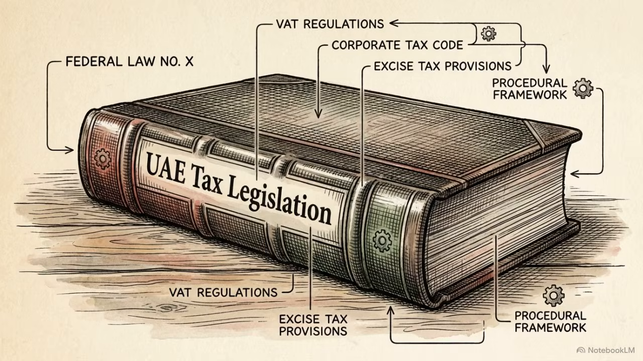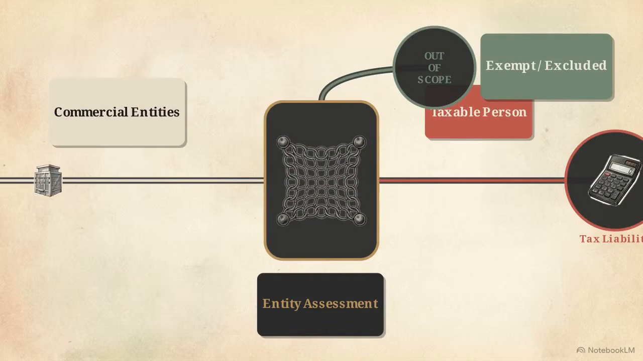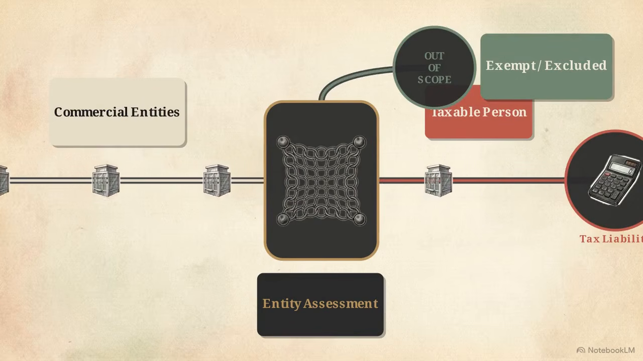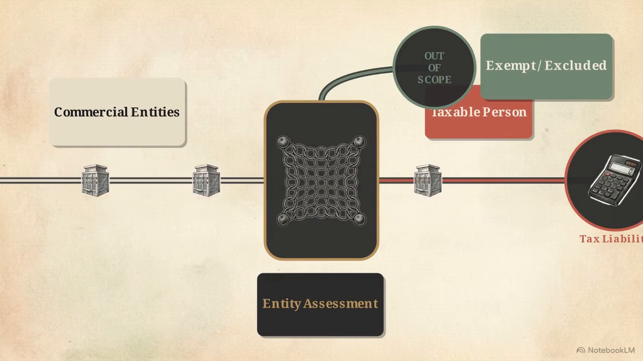The statutory logic governing how revenue flows through these pillars is dictated by Federal Decree Law No. 47. Mastering this law means knowing exactly how to filter raw accounting profit into a final sovereign tax liability. The first step in this framework filters the businesses themselves.